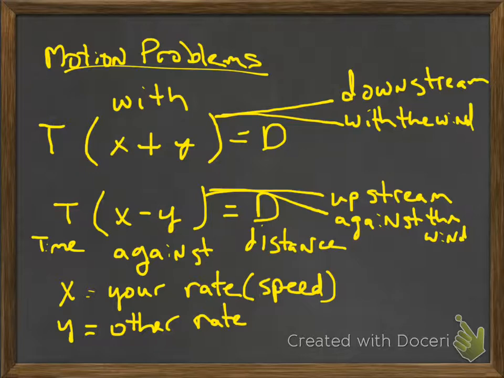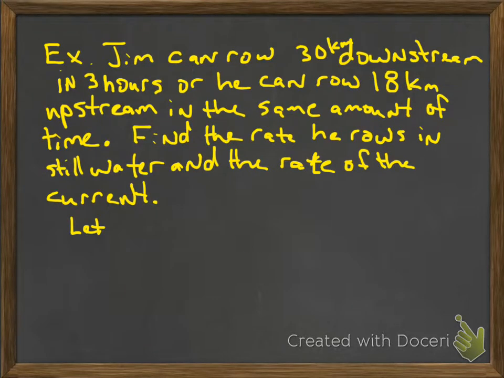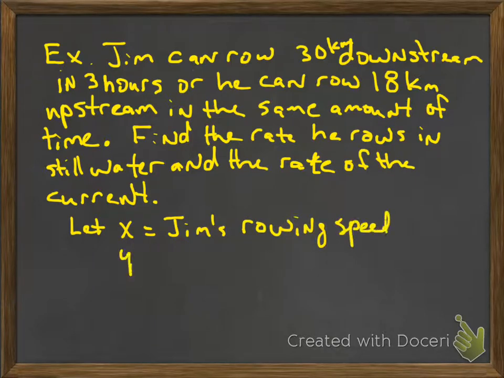So, let's look at an example. Jim can row 30 kilometers downstream in 3 hours, or he can row 18 kilometers upstream in the same amount of time. Find the rate he rows in still water and the rate of the current. What that means is, find the rate he rows in still water. That's his speed. What's Jim's speed when he's rowing? Anyways, we're going to let x equal Jim's rowing speed. Now let y be the water current speed. How fast is the water current? Because it can work with you or against you.